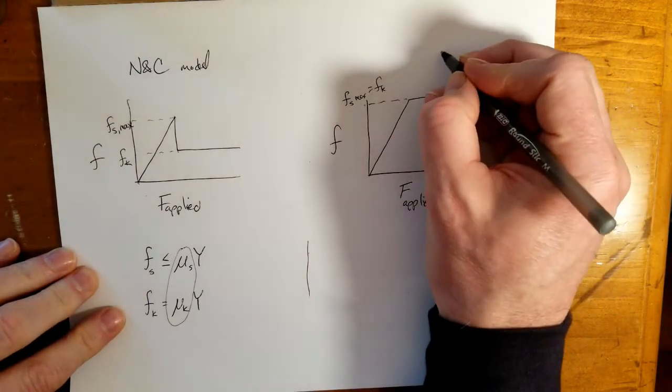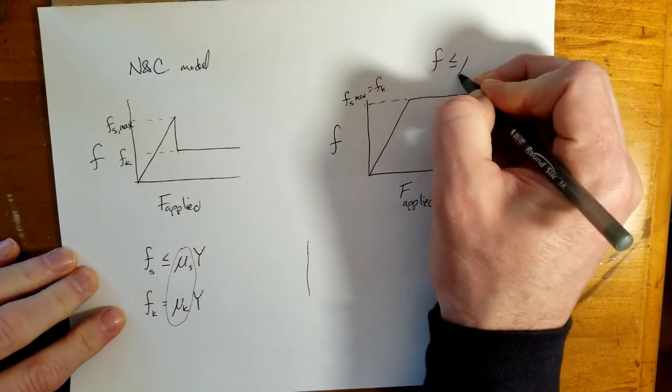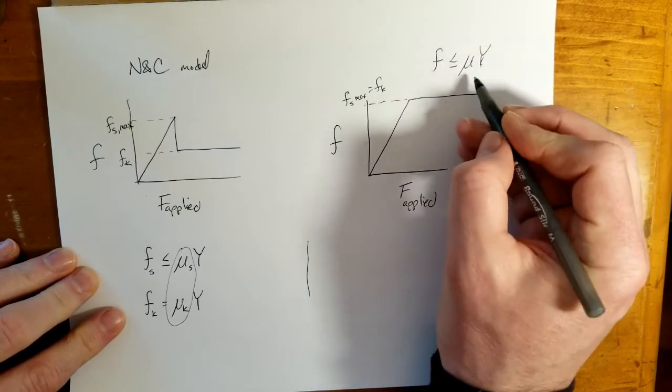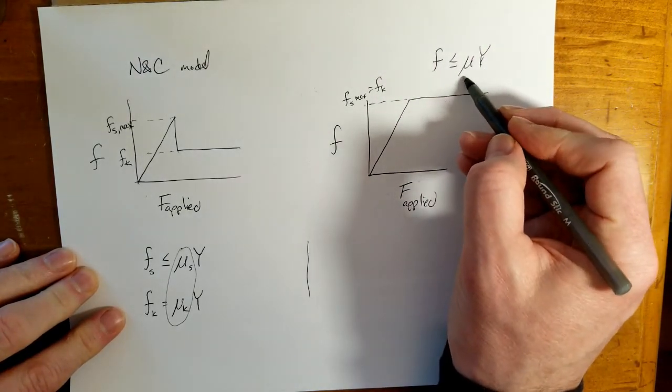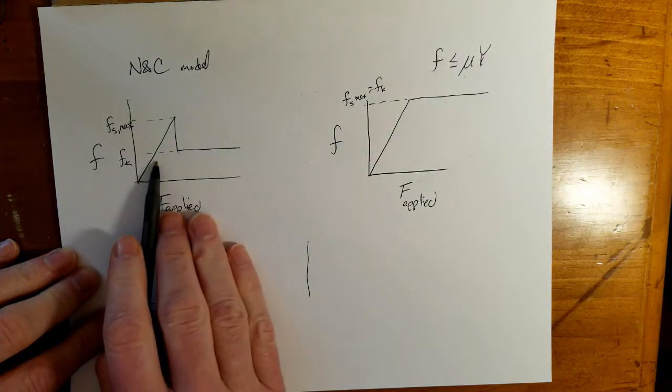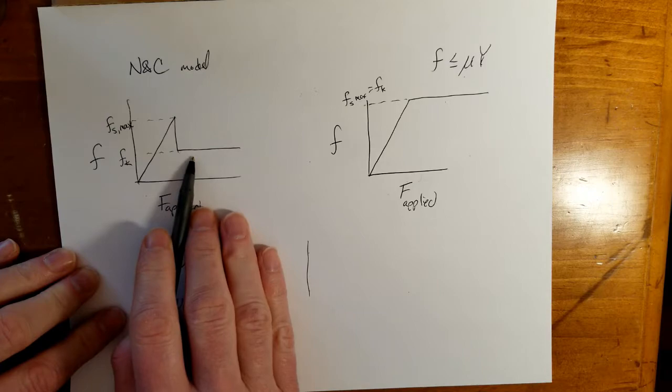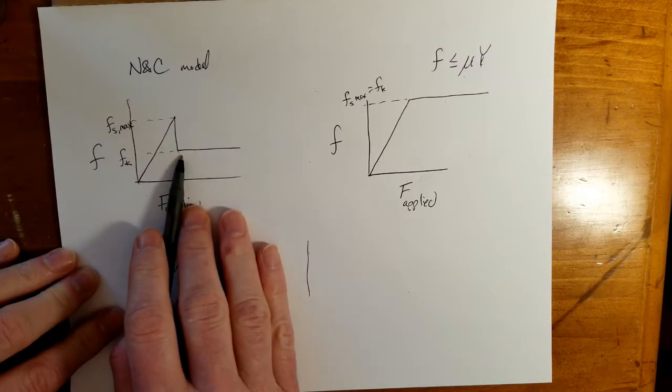And so in this model right here, we have friction is less than or equal to mu times the normal force. And they don't differentiate between static and kinetic. Those that go for still the attraction model, but still say that once it gets going, it's much easier to keep going, will still keep this version right here.